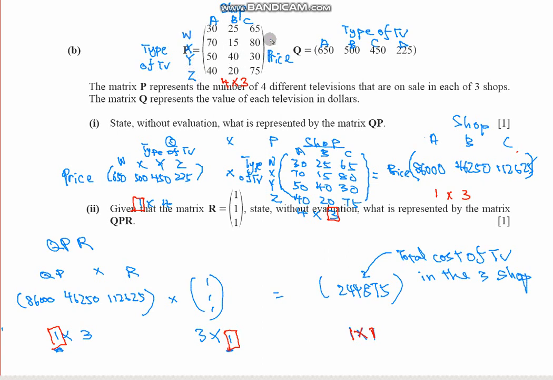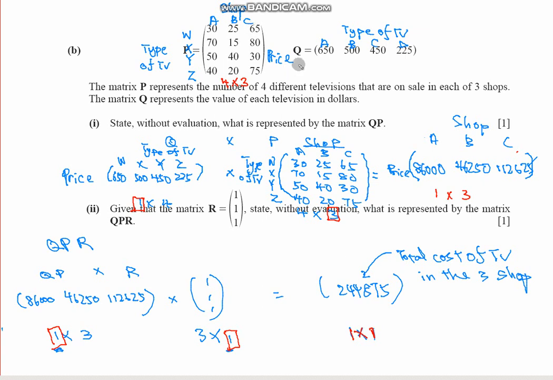Okay, let's look at this in detail first. What it means is in shop A, you got 30 units of TV W, 70 units of TV X, 50 units of Y, and 14 units of Z. Then in shop B, you got 25 units of TV W, 15 units of TV X. That's how you interpret the elements of this matrix.